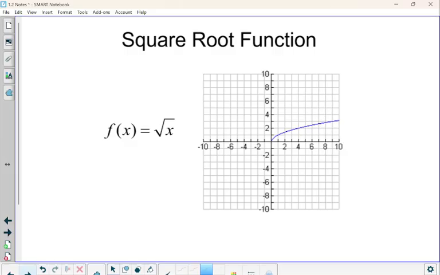Square root function, you can see here, y equals square root of x. I want to point out this one starts at the origin. So the general shape looks like that. But it has a starting point. So there needs to be an actual dot right there. Square root function.